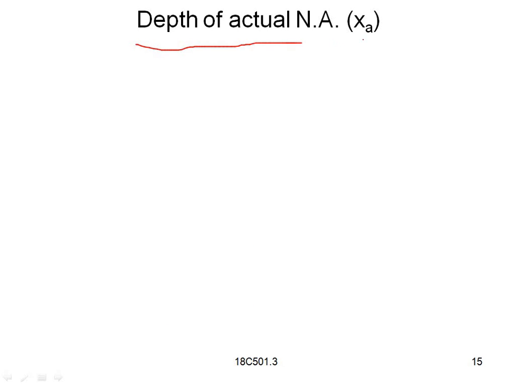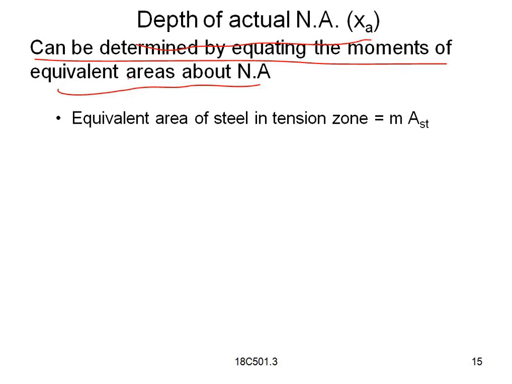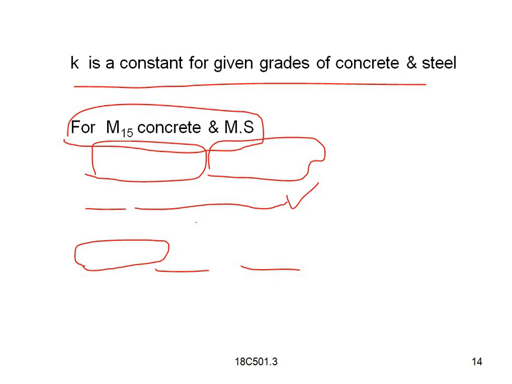Next is the depth of neutral axis XA. It can be determined by equating the moments of equivalent areas about the neutral axis. That means at the neutral axis you can see the moments acting, which may be positive or negative. The equivalent area of steel in the tension zone is equal to m into AST, modular ratio into area of steel. From figure 5 we consider moments about the neutral axis. Let us see the figure 5 diagram.